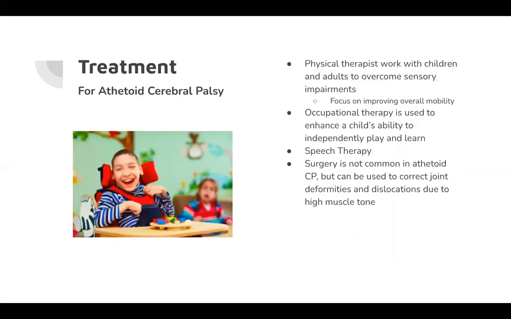Treatment of cerebral palsy: physical therapies work with children and adults to overcome sensory impairment and focus on improving overall mobility. Occupational therapy is used to enhance a child's ability to independently play and learn. Speech therapy is also used. Surgery is not common in CP, but can be used to correct joint deformity and dislocation due to high muscle tone.